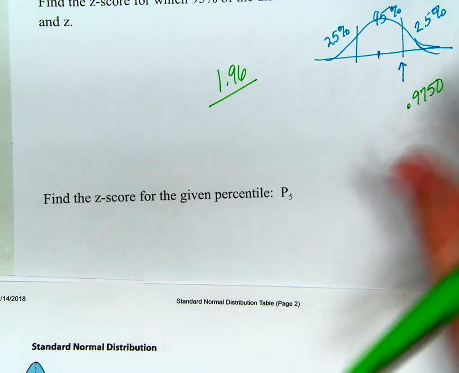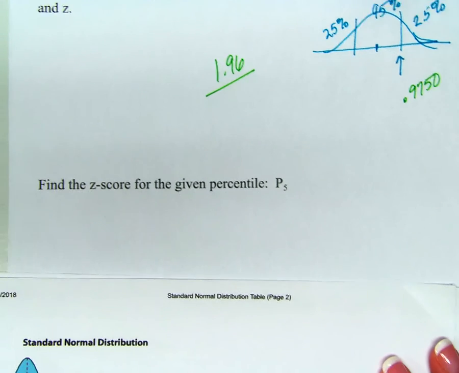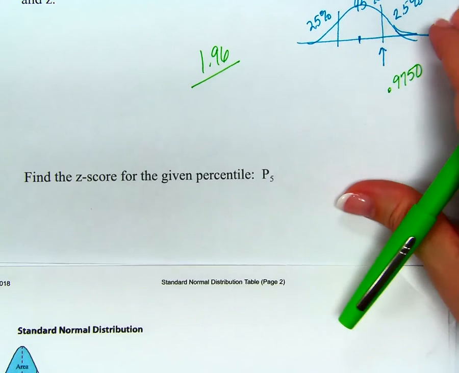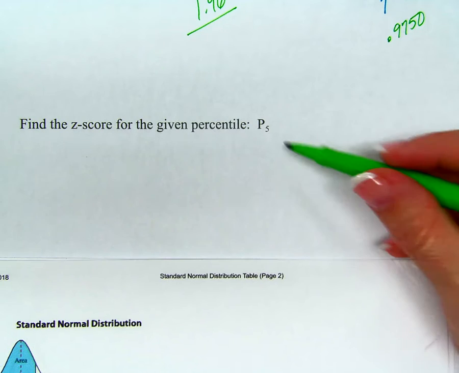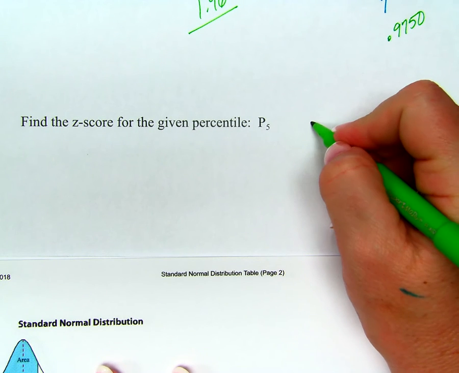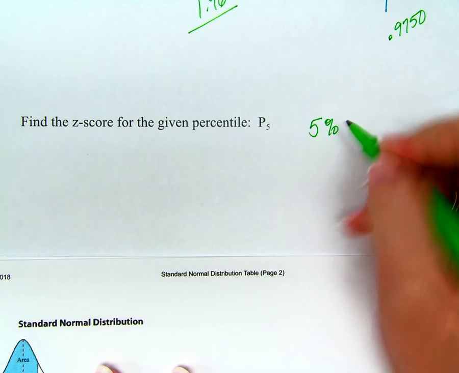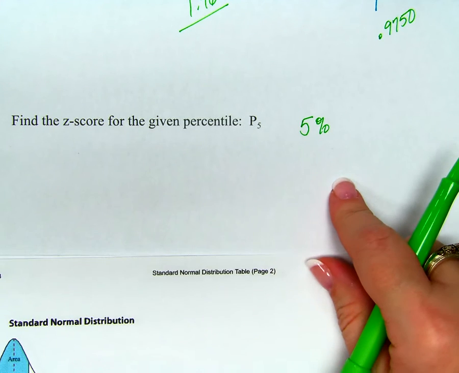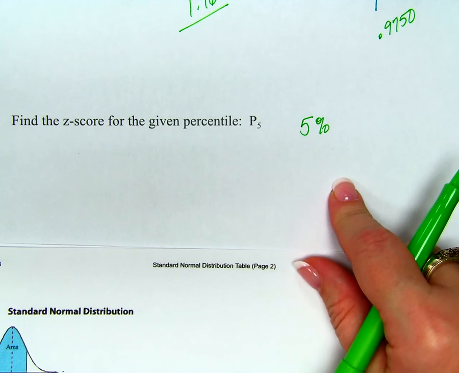All right. What if we're given a percentile? Can we find a z-score if we're given a percentile? Well, what percentile is this representing? 5%? Well, what is that as a decimal that we could look up on the standard normal distribution table?